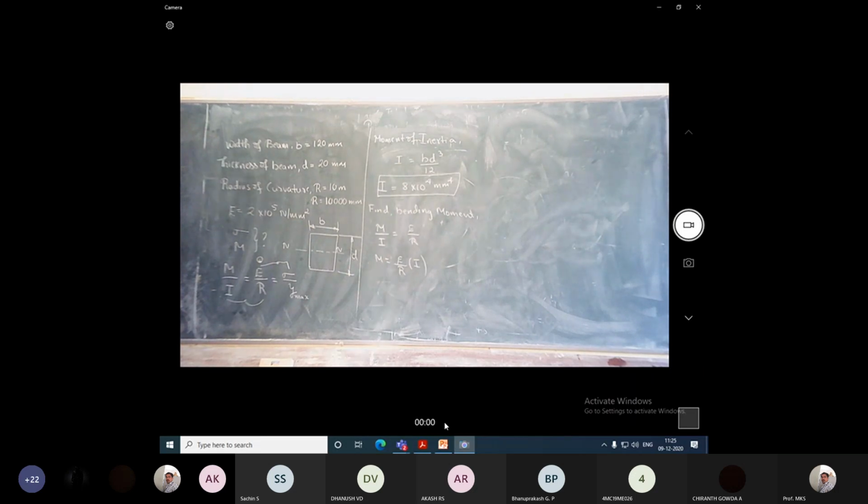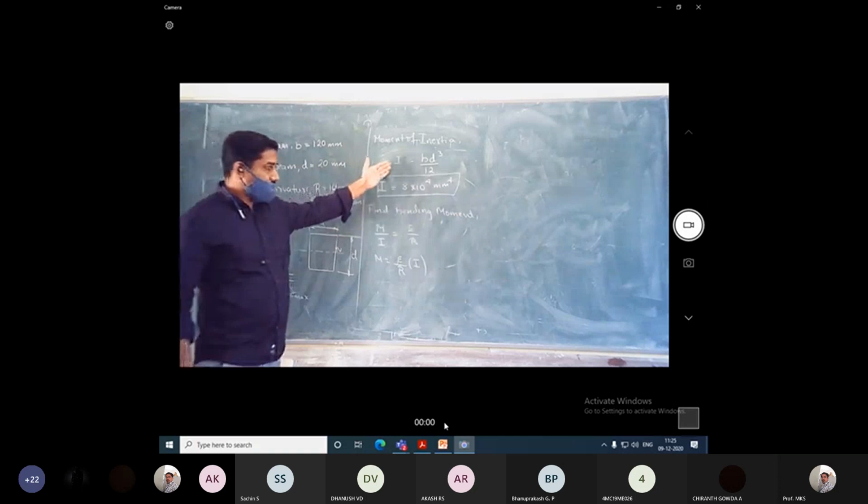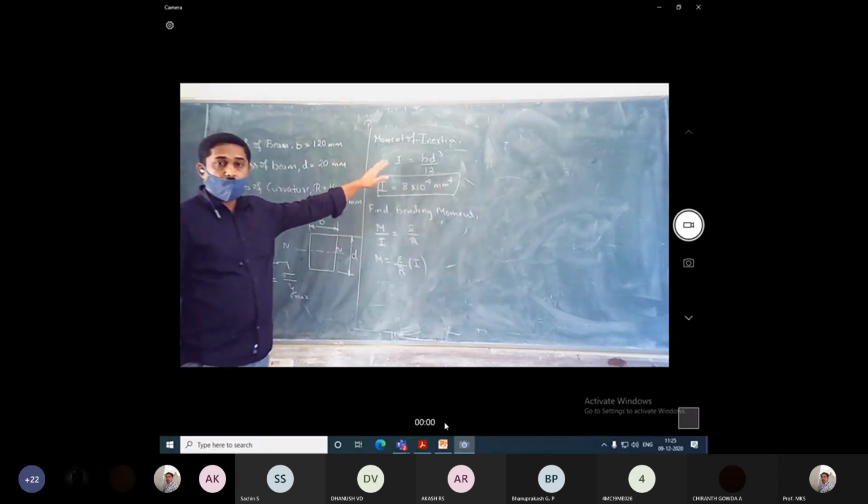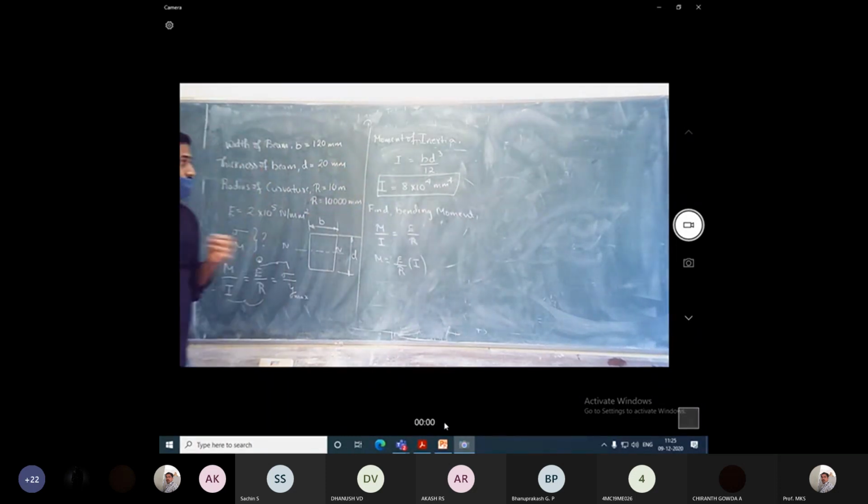Okay, these are direct problems. I'll be doing it for one. If it is given for a hollow section, you need to know the equation for hollow rectangle. If it is solid circular, you need to know the equation for solid circular with respect to moment of inertia. And if it is hollow circular, you need to know the moment of inertia for hollow circular beams.